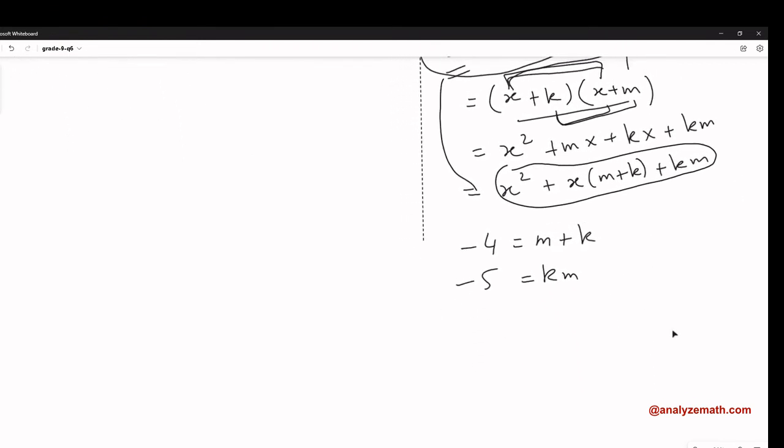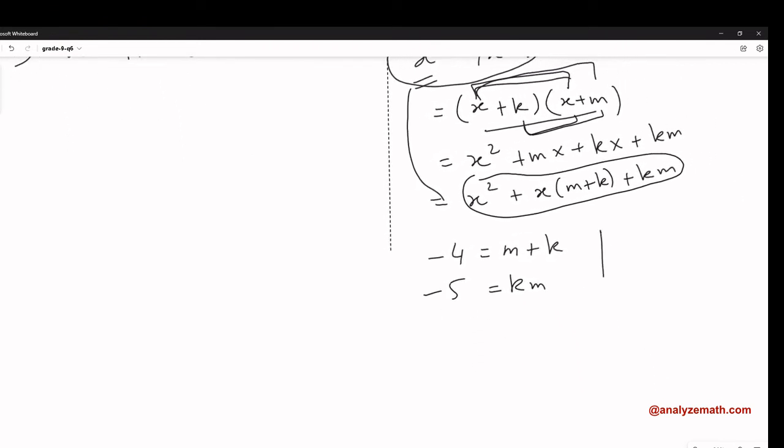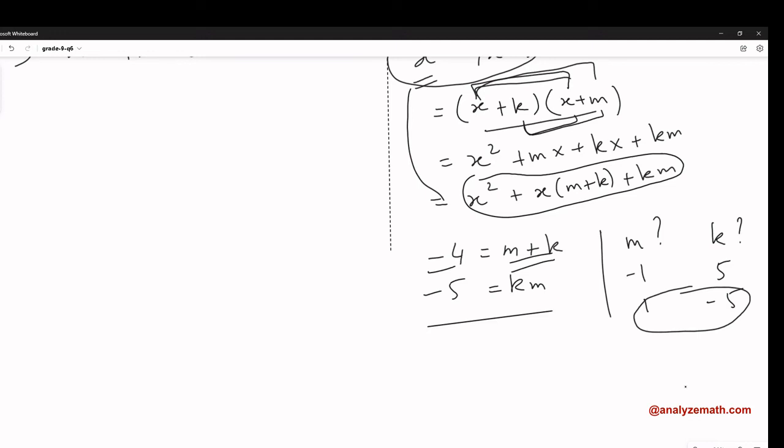Now, how are we going to find m and k? We're going to do this by guessing. So let's find two numbers. When we multiply them, they give me −5. It's either −1 and 5 or 1 and −5. But when I add these two numbers, they have to give me −4. So it looks like this one here, because 1 plus −5 gives me −4. So m equals 1, k equals −5.